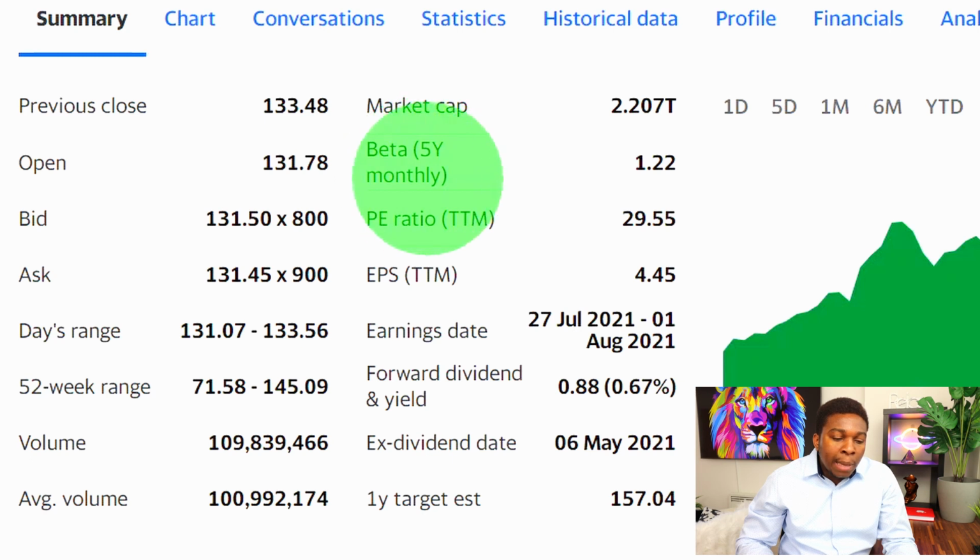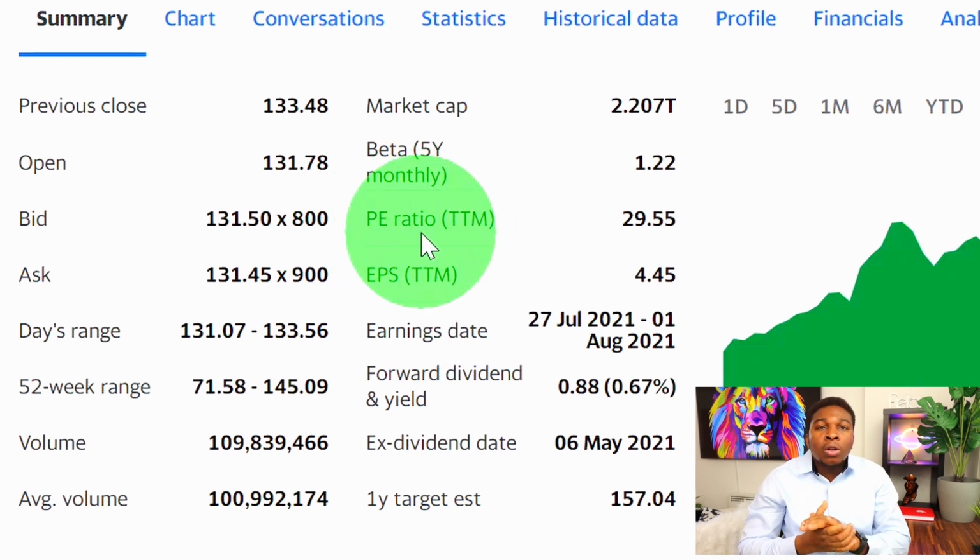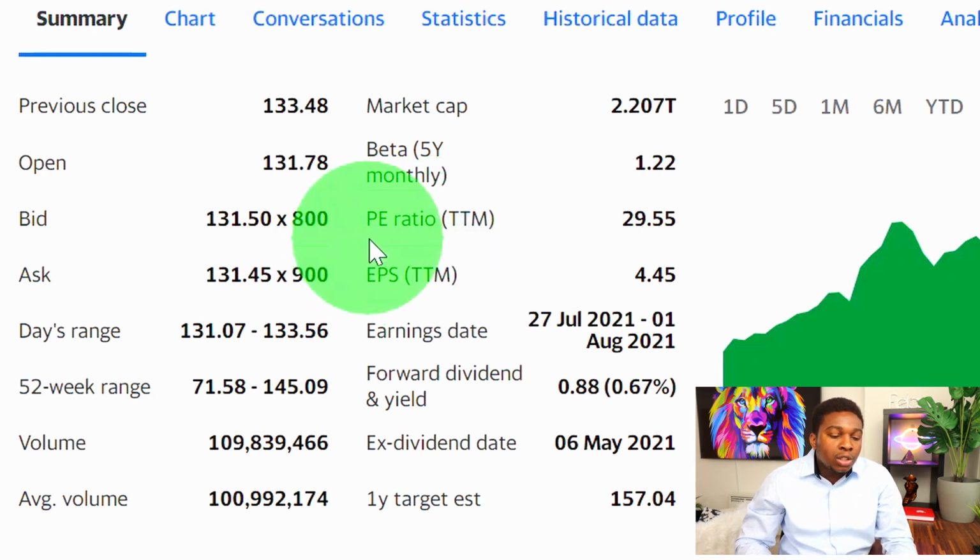So in terms of months, it's 5 times 12, which is 60 months that were used to obtain this figure, 1.22. Next, we have the PE ratio. The PE ratio is one of the core metrics that's calculated in the stock market. The PE means price to earnings ratio. Before we go to the PE ratio to explain it, let's look at the EPS TTM.